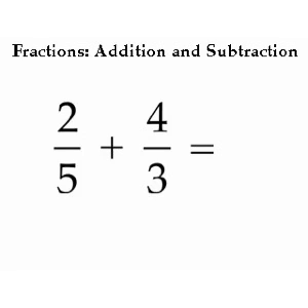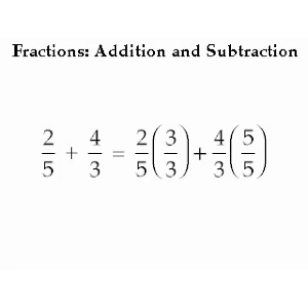The next example we're going to look at is 2/5 plus 4/3. In this case, we do not have common denominators, so we have to multiply by a special 1 to get common denominators. So it looks like between 3 and 5, our common denominator is going to be 15. For the first fraction, we have to multiply the bottom by 3 to get 15, so whatever we do to the bottom, we also have to do to the top.